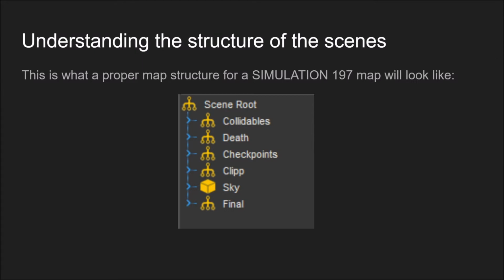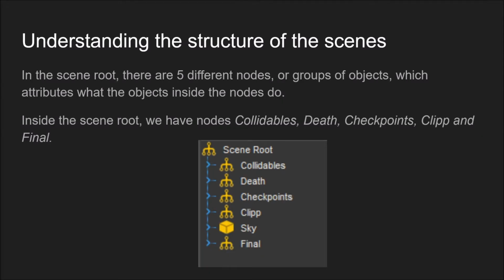Now, you need to understand the structure of the Simulation 197 map. The structure has 5 different nodes. All these nodes are groups that are inside of the scene root, which is the map, the scene. And these 5 groups or nodes are collidables, def, checkpoints, clip, and final.